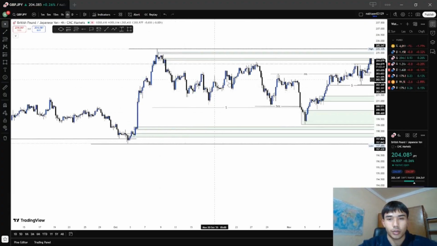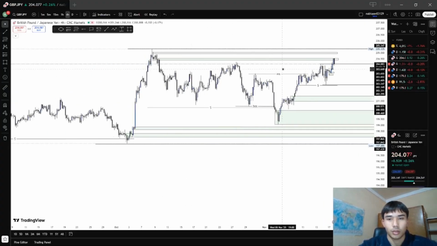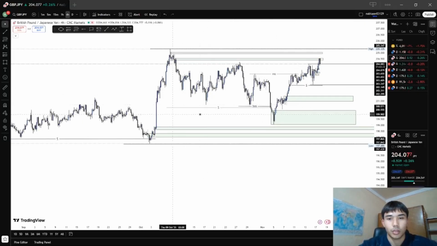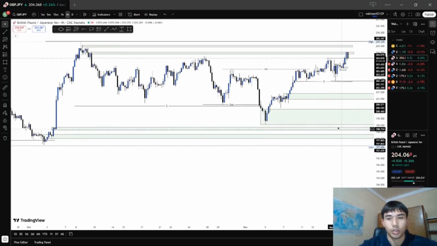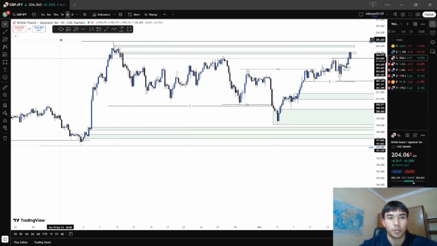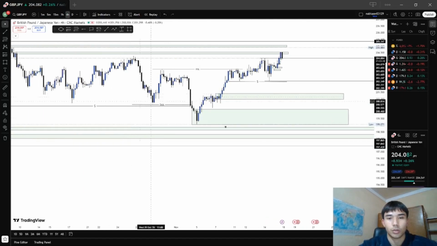And it showed us a pullback, consolidation, and yeah, it's not a market shift, but we can say it's sort of like an internal market shift. Yeah, that's the word. That's what I was looking for.